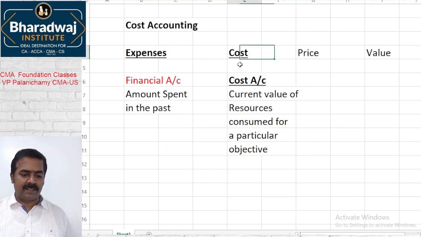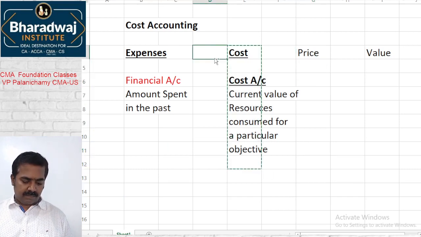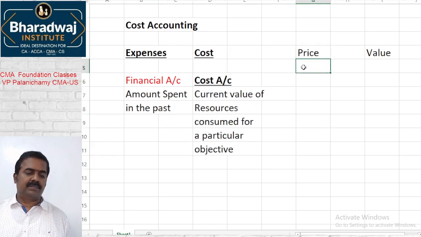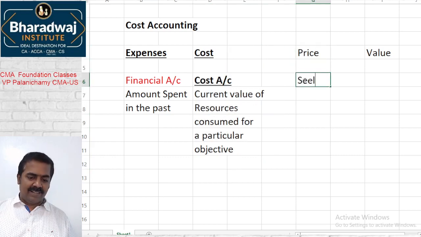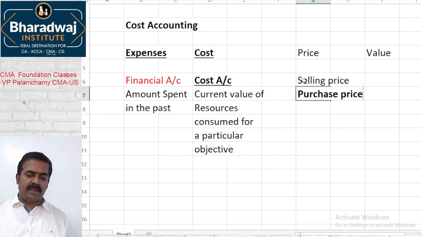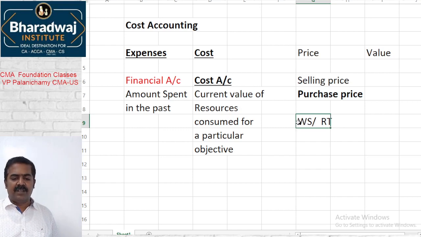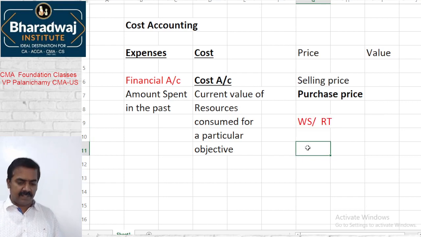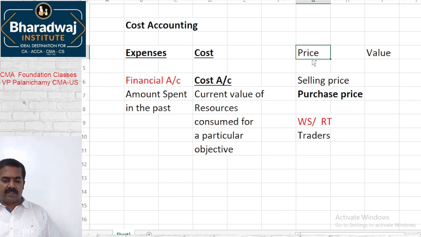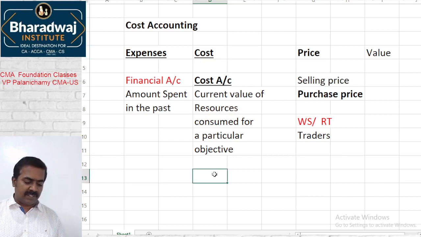What do you mean by price? Simple. It refers to either selling price or purchase price. It is the word used by wholesalers and retailers. If you go to the wholesaler, they will talk about the price at which they bought and the price at which they sold. Wholesalers and retailers, you can call them traders. The traders will use the words purchase price and selling price. Then who will use the word cost? Manufacturers will use the cost.